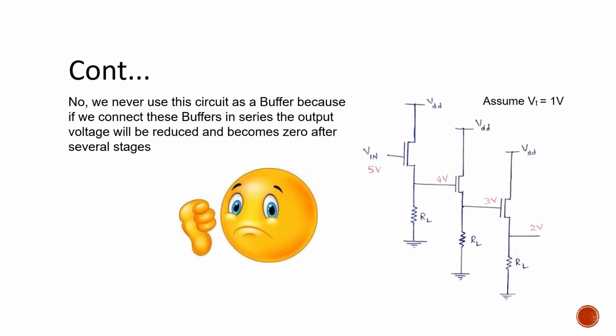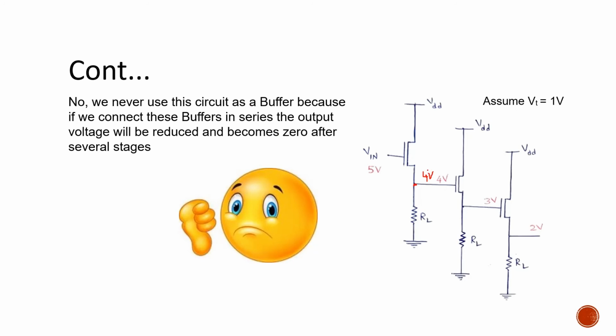See, this emoji is not happy. He's showing the finger downwards, meaning he's not happy. Why? Because, guys, whenever you take the circuit and apply the VDS analysis, whenever you give 5 volts here, here you get 4 volts.